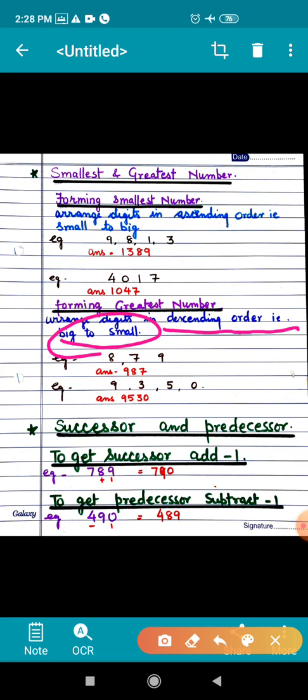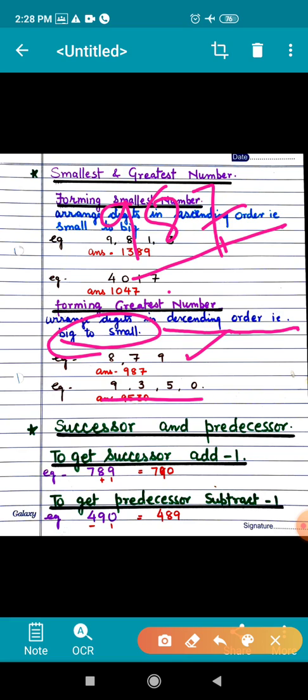Now similarly, to form the greatest number, we will arrange the digits in descending order, means big to small. Here 3 digits are given. It means you have to form a 3-digit number. So which one is the greatest among all? 9, then 8 and then 7. So the 3-digit greatest number formed is 987.